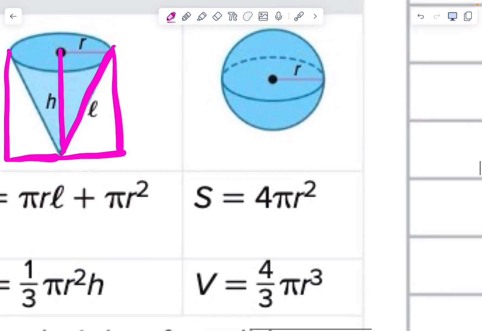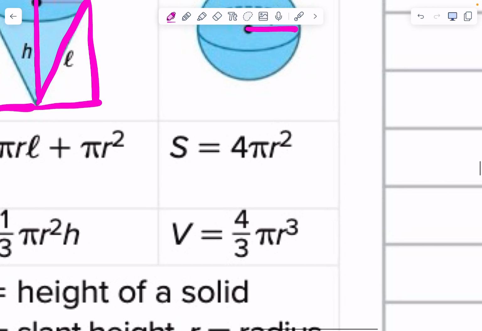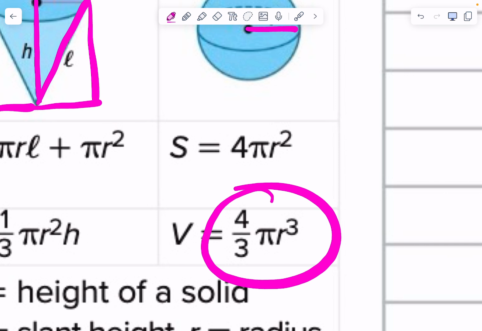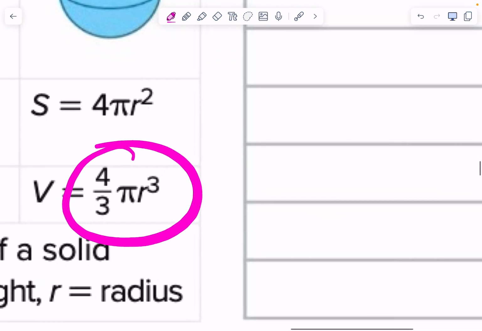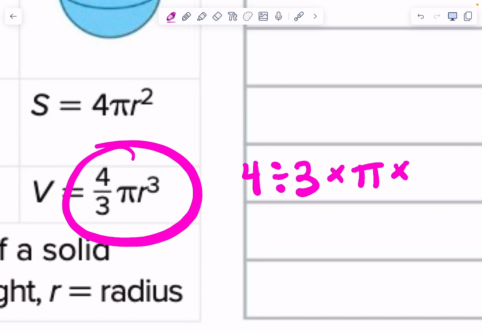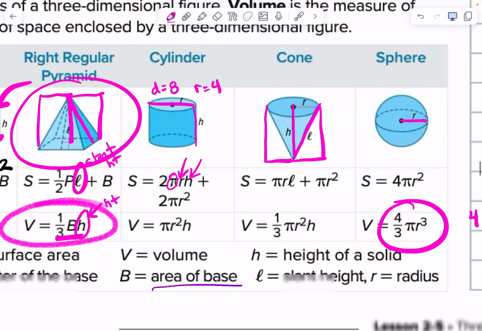Okay? A sphere only has a radius as a dimension. So you have 4 pi r squared or 4/3 pi r cubed. Okay? Do you know how to type 4/3 pi r cubed into your calculator? Okay, if you have a dumb calculator, you can go 4 divided by 3 times pi times whatever your r value is cubed. That's how you can literally type it in. 4 divided by 3 times pi times r cubed. Okay? Got it? Go back to pyramid.